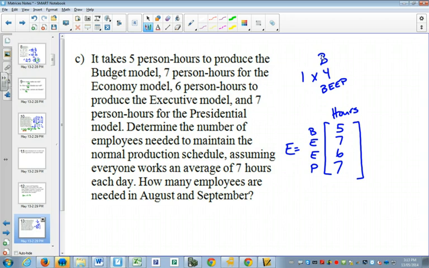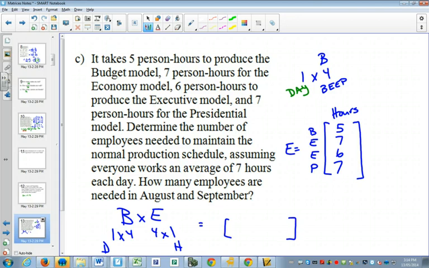All right. So now, if we multiply these together, what did this 1 stand for again in matrix B? That stood for how much you did in a day. So if we take matrix B times matrix E, this is a 1 by 4 times a 4 by 1, and both of those 4s were beeps. We're going to get a 1 by 1 that's going to tell us the total number of hours you need in a day.